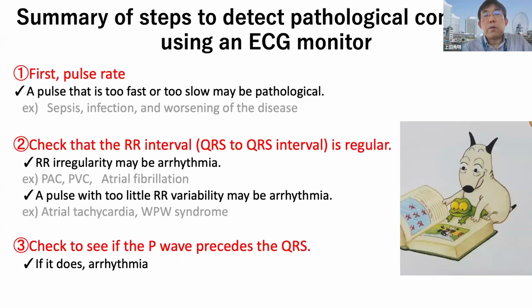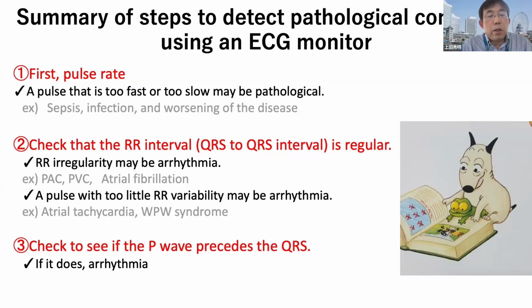So, a summary of the steps to detect pathological conditions. First, pulse rate. A pulse that is too fast or too slow may be pathological, for example sepsis, infections, and worsening of disease. Please check that the RR interval, the QRS to QRS interval, is regular. If the RR interval is irregular, it may be an arrhythmia, for example PAC, PVC, atrial fibrillation.